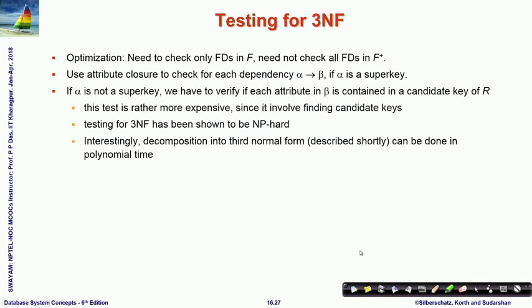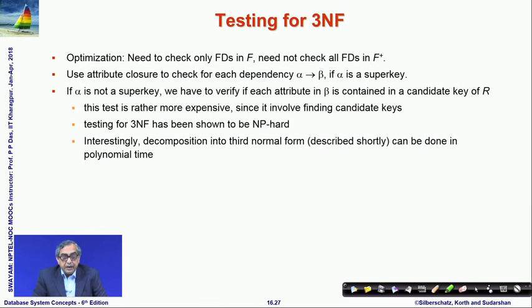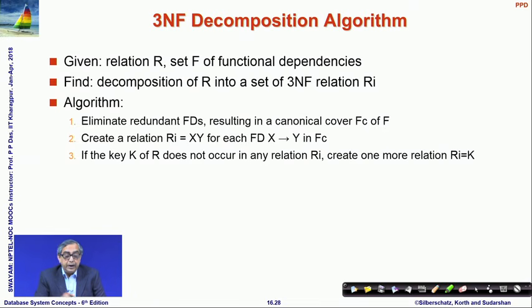So, naturally there are different algorithms. First, the question is, can you test if a relation is in third normal form? I will not go into the details of that, and the computer science result here is that testing for third normal form is an NP-hard problem. So, there is no known polynomial time algorithm for that, but the interesting thing is that the decomposition can actually be done very simply in polynomial time.